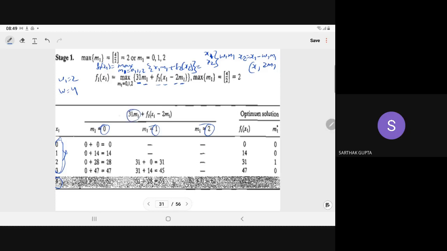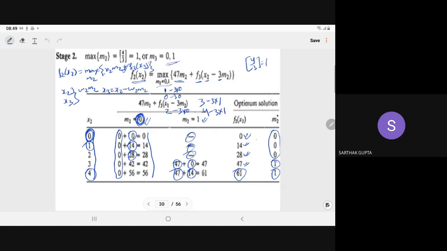Current revenue will be 31 M1 plus maximum return from the stage 2, F2 X2 or F2 of X1 minus 2 M1. So when M1 is equal to 0, 31 M1 will be the 0, right? When M1 is equal to 1, then 31 M1 will become the 31. When M1 is equal to 2, then 31 M1 will become the 62. Now, when we have the space of the 4 ton, but you are not allocating, X1 is equal to 4, and M1 is equal to 0.